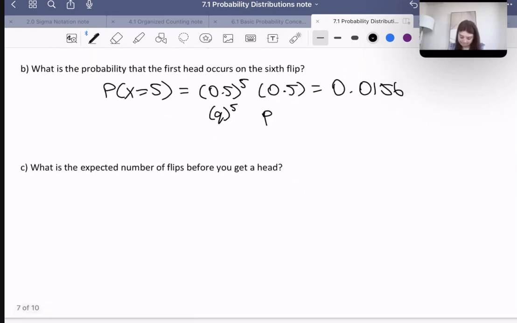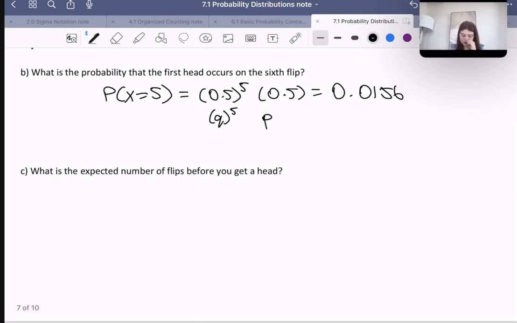Okay. C asks, what is the expected number of flips before you get a head? Well, that's going to be q over p, which is 0.5 over 0.5, which is 1. So, of course, half the time we'll just get a head right away, and it'll be 0 flips before getting a head. Other times, there's also a decent chance that we won't, right? That maybe we'll get 1 or more tails first.